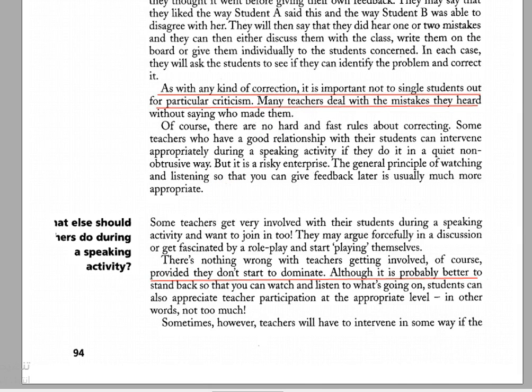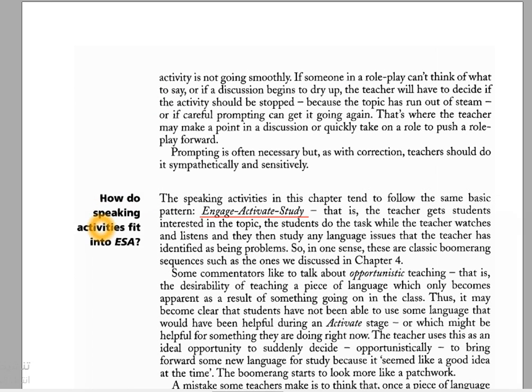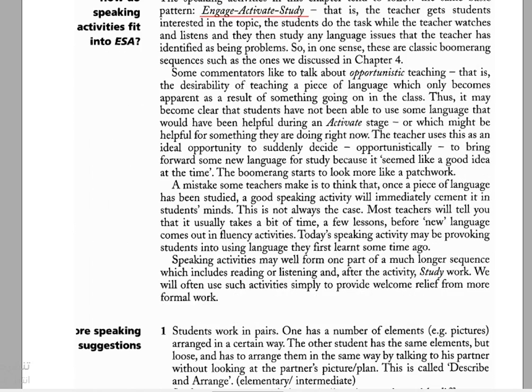Okay, next point: how do speaking activities fit in ESA? You have to understand how ESA can work with speaking activities. Firstly, engage students in one topic and then activate them, like playing a role or sharing their opinions. And here they use the word opportunistic. This is the desirability of teaching a piece of language which only becomes apparent as a result of something going on in the class.